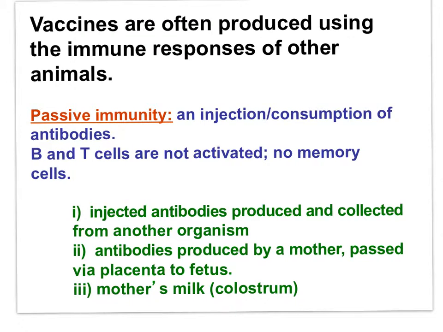As a last note on the topic of vaccines for humans, vaccines are often produced using the immune responses of other animals.